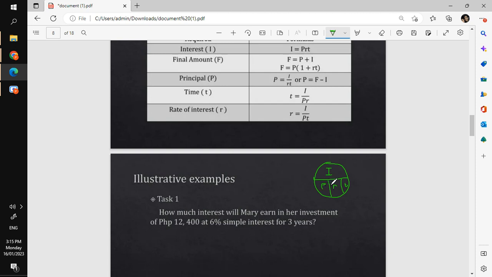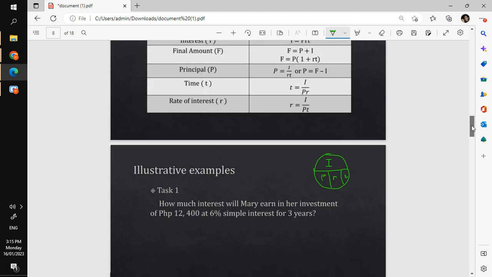Now, the formula will be P times R times T. If you are to look for the principal amount, you have I all over R times T. If you are to look for the rate of interest, you have I over P times T. And if you are to look for the time, then you have I all over P times R. So just memorize this illustration and then you're good to go.